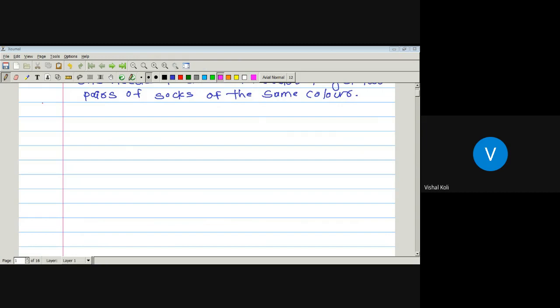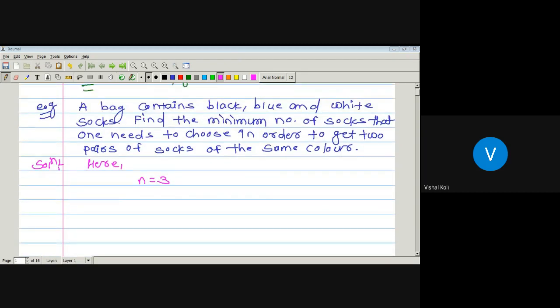Solution. Here n is equal to 3, and we have to find the minimum number of socks so that we get two pairs of socks of the same color. Two pairs of socks of the same color means the value of k plus 1 will be equal to 4. That is, we have to find the pigeonhole which contains k plus 1 or more socks. As we have to find two pairs of socks of the same color, there are four socks, and that is the value of k plus 1. So as k plus 1 is equal to 4, the value of k is equal to 3.